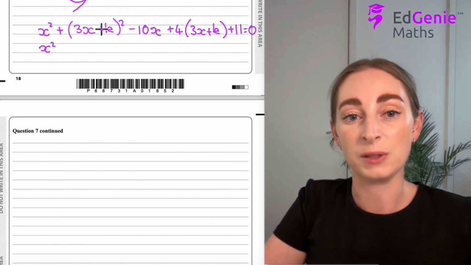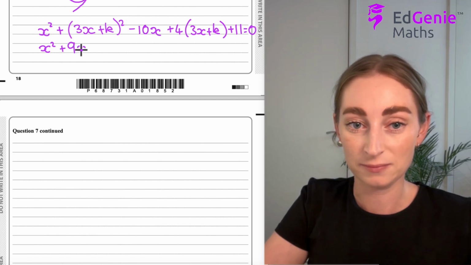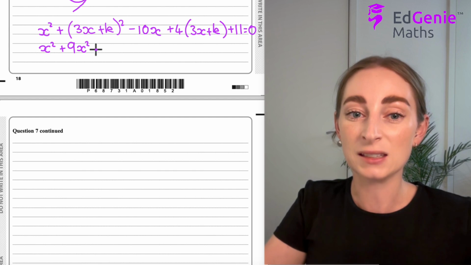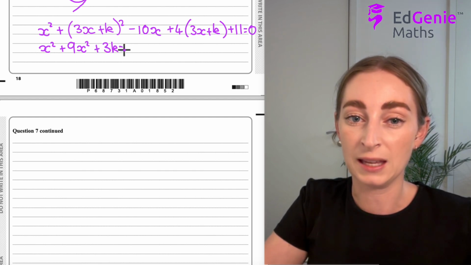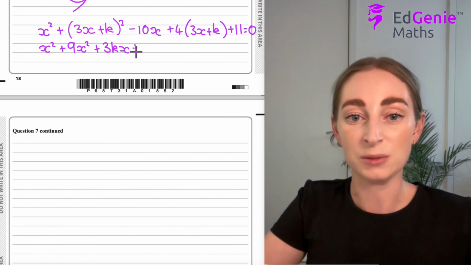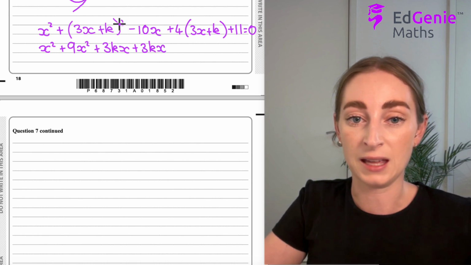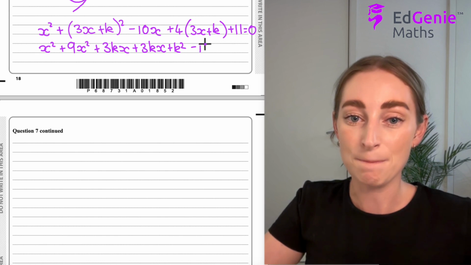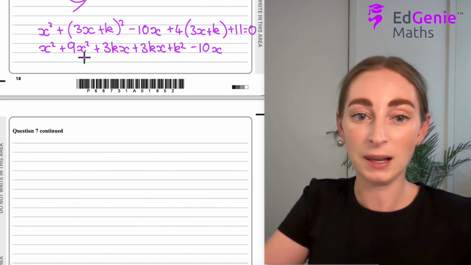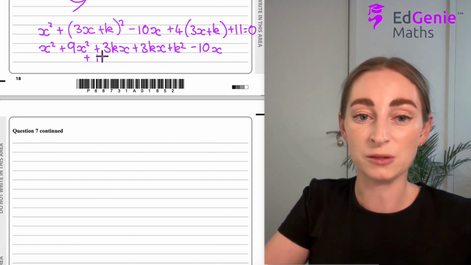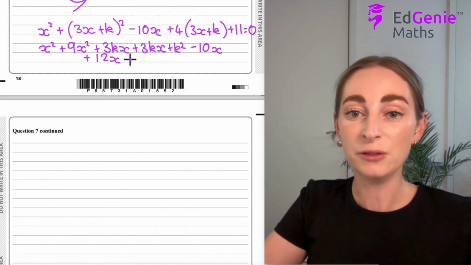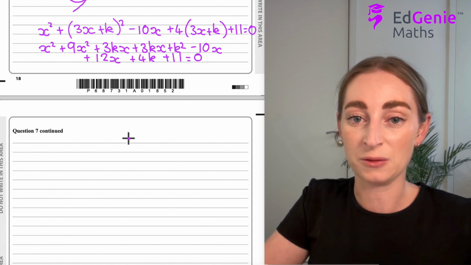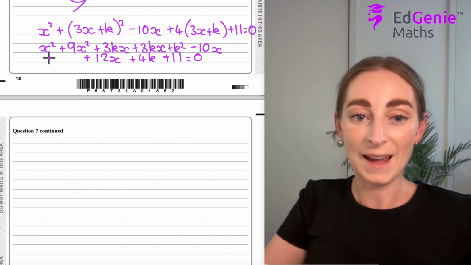Multiplying out this, we're going to have 9x squared, because 3x times 3x is 9x squared. 3x times k, so I'm going to put 3kx. K times 3x is again 3kx. K times k is k squared. Minus 10x. Plus 4 times 3x is 12x. 4 times k is 4k. Plus 11 equals 0. Now let's simplify this.